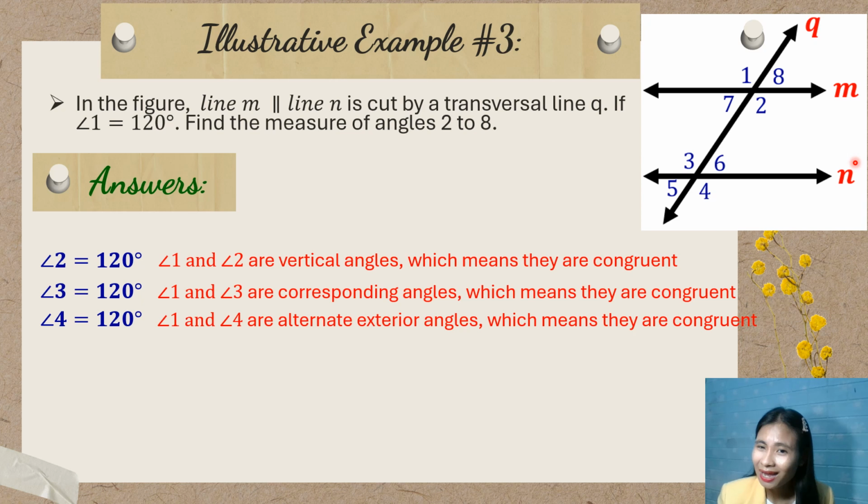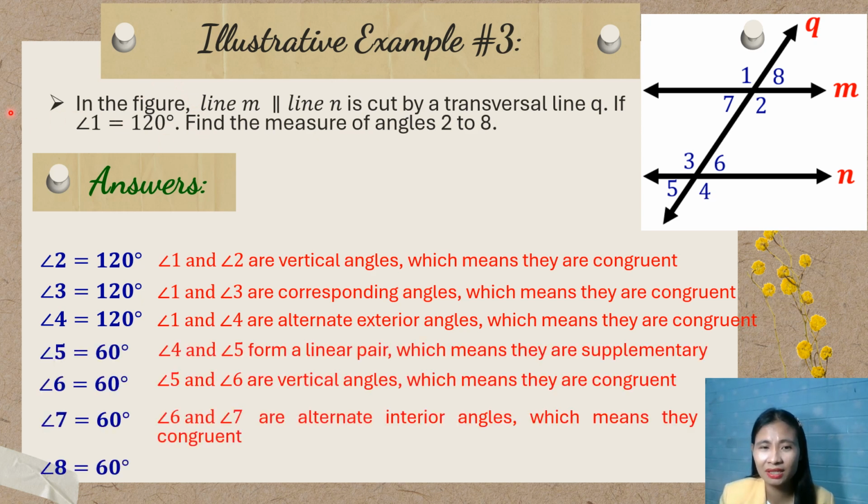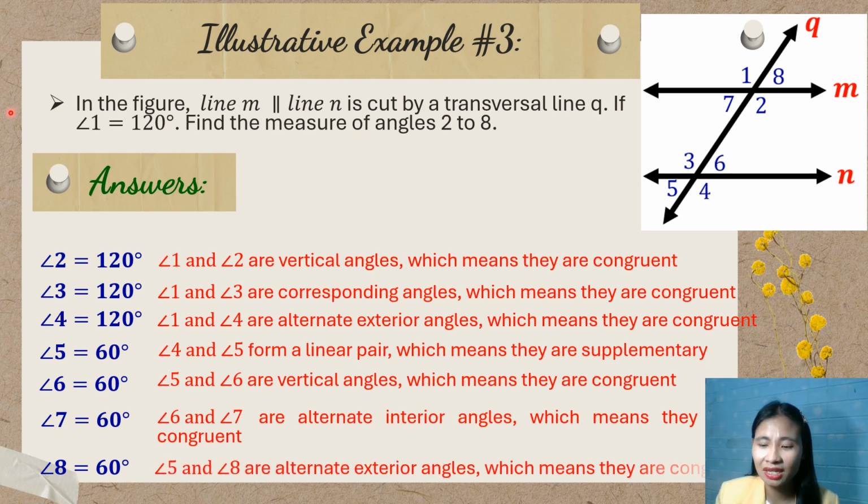So, klaro na. Si angle 5 to angle 8. So, kay supplementary man dapat. So, 180 minus 120, that gives you 80. So, 5, 6, 7, 8. Sorry, it's not 80. 60 degrees. So, 5, 6, 7, 8 is 60 degrees. So, sila sad ang nagbitin. Look. 5, 6, 7, 8. So, that makes them congruent.